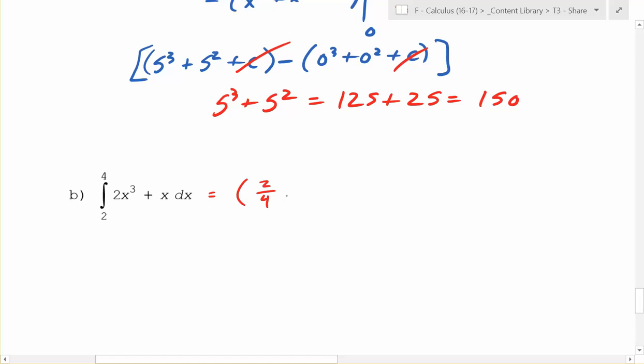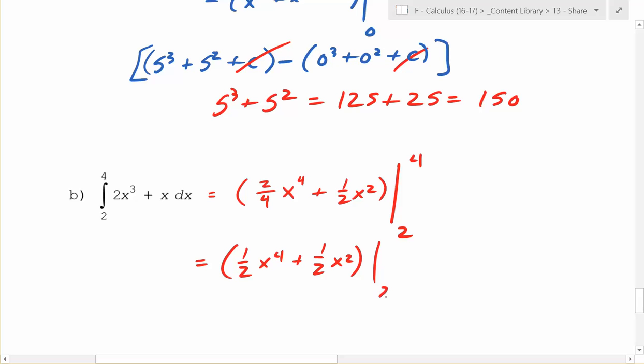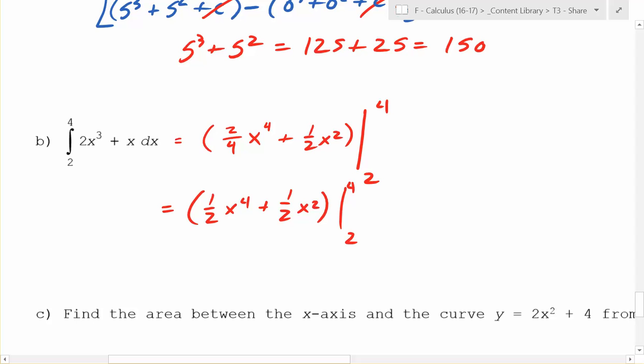2 over 4 x to the what? 1/2 x to the fourth plus 1/2 x squared. Yep. And then you do bar 2, 4. Yeah, from 2 to 4, right? So you can simplify that a little bit. It's going to be 1/2 x to the 4th plus 1/2 what? And I want to show you one thing you are totally allowed to do. What can you factor out at this point? You could factor out the 1/2.